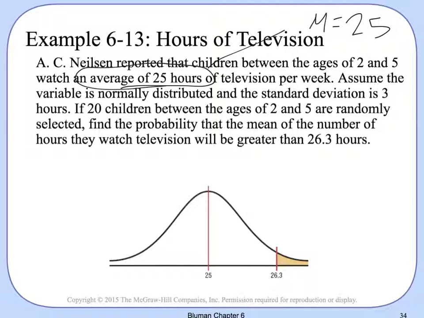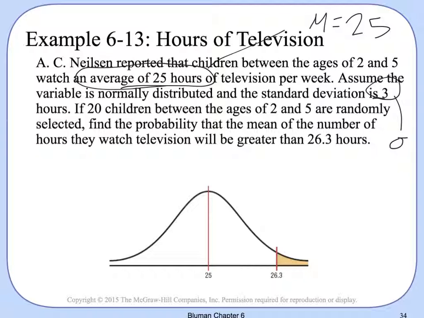Okay, assume the variable is normally distributed. So we can use a normal distribution, right? And the standard deviation is 3 hours. So this number here is our sigma. That's our standard deviation. Now, here's what's happening. Instead of comparing one kid, instead of saying, what's the probability that a certain kid watches more than 10 hours a week, I say, if we pick 20 kids between 2 and 5, so if I take a sample of 20, what's the chance that those 20 kids have an average of more than 26.3 hours? So I'm comparing a sample average to the entire population, not just one kid.